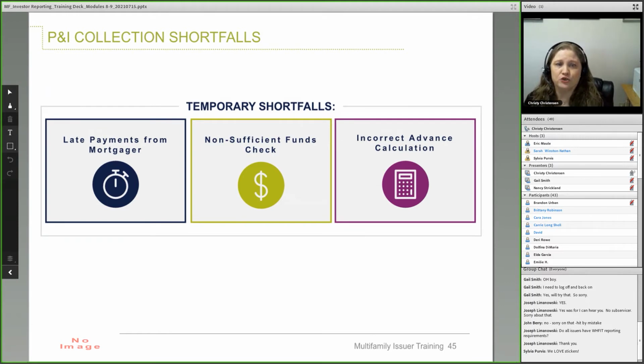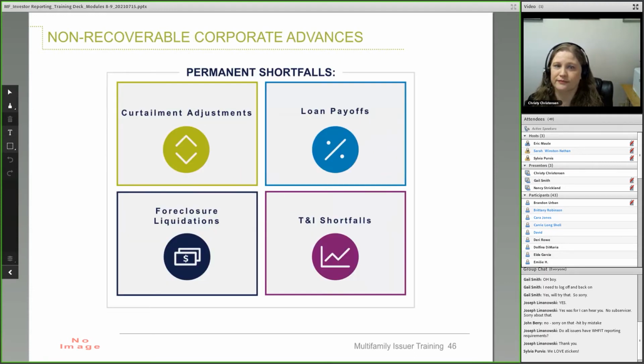P&I temporary shortfalls can be caused by late payments from mortgagors, NSF checks from mortgagors, and incorrect advanced calculations. Non-recoverable corporate advances permanent shortfalls are caused by curtailment adjustments, loan payoffs, foreclosure liquidations, and T&I shortfalls.